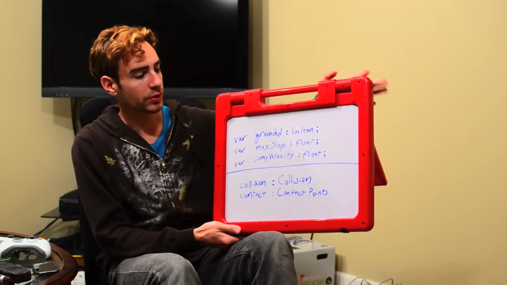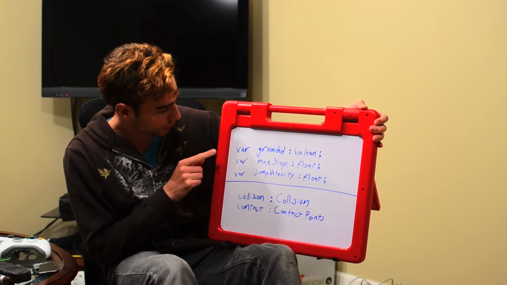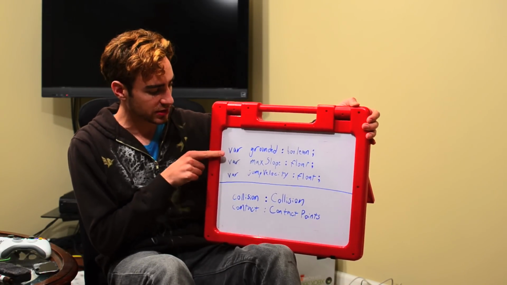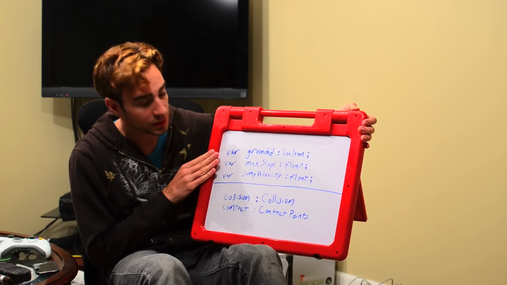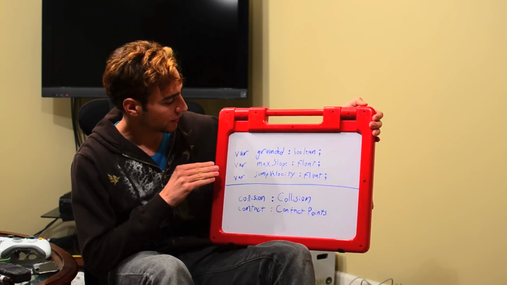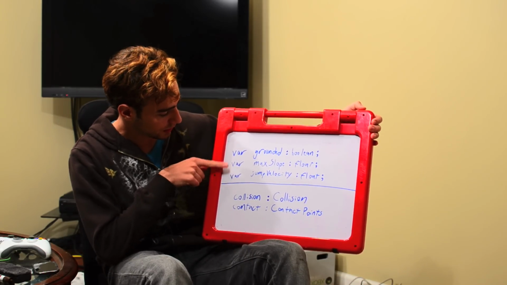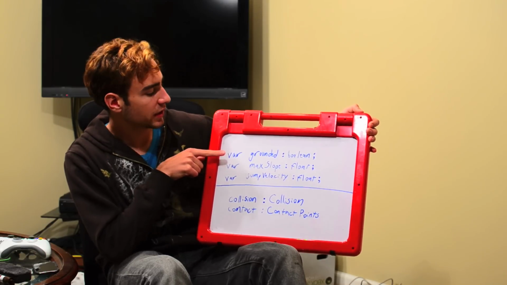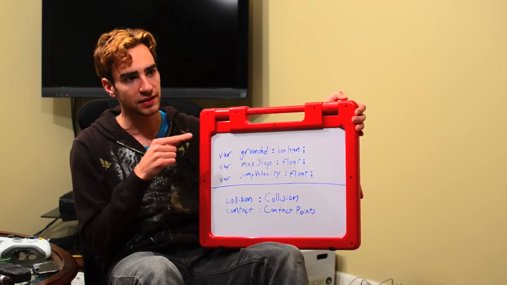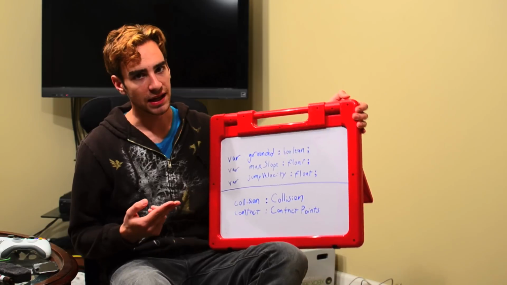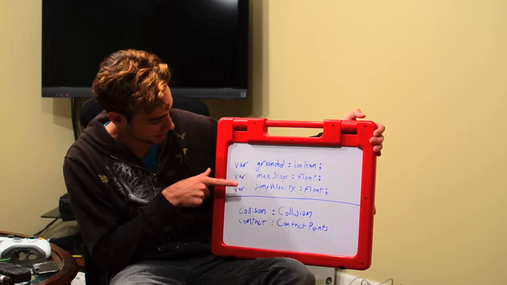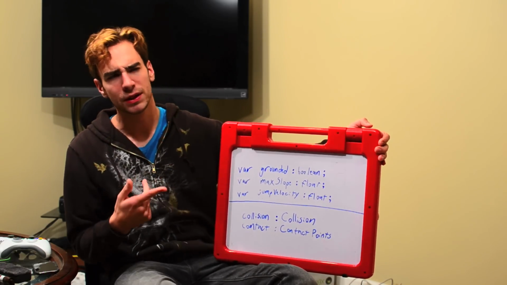Here are the variables that we're going to be working with today. We have these three main variables. Two of them are going to be visible in the inspector. We're going to hide grounded in the inspector because that's something that we don't need to edit. But max slope and jump velocity we will need to edit.